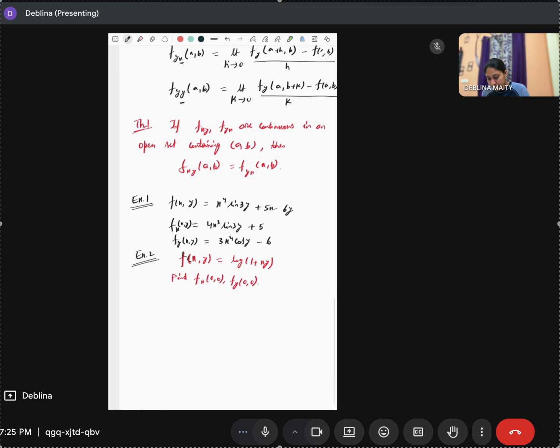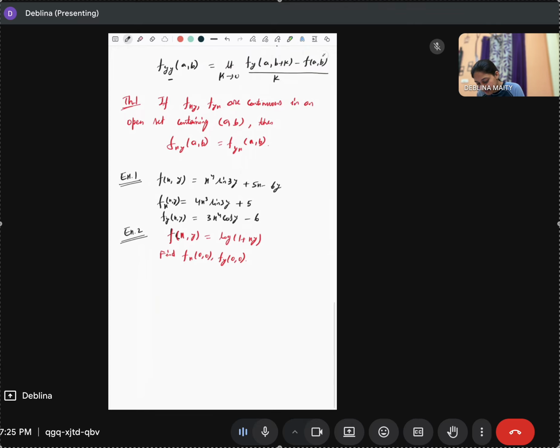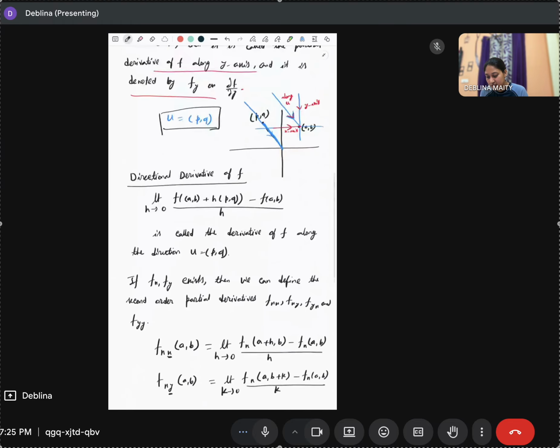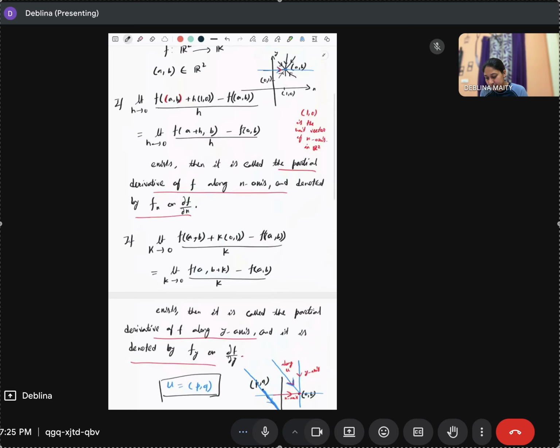Okay, so what is fx(0,0)? By this definition, this is the limit as h goes to 0 of f(h,0) minus f(0,0), divided by h, right? This is by this definition.